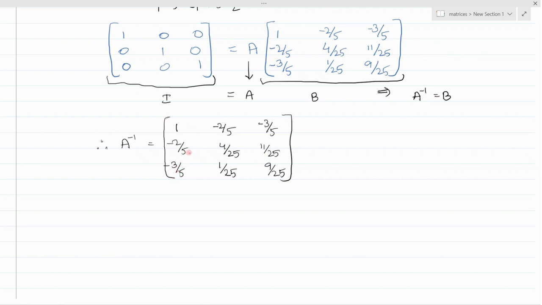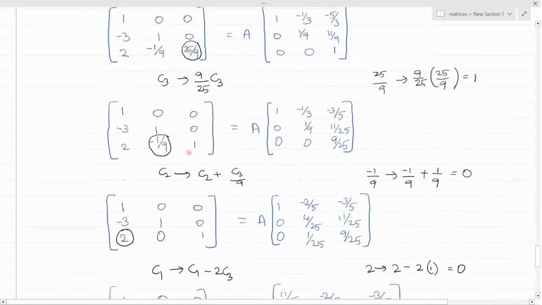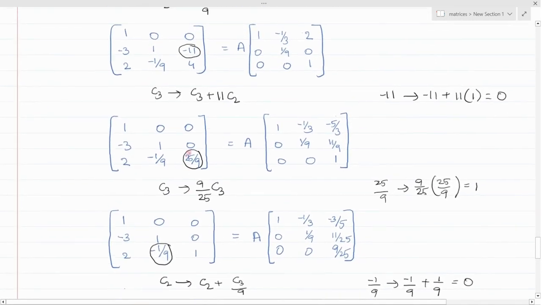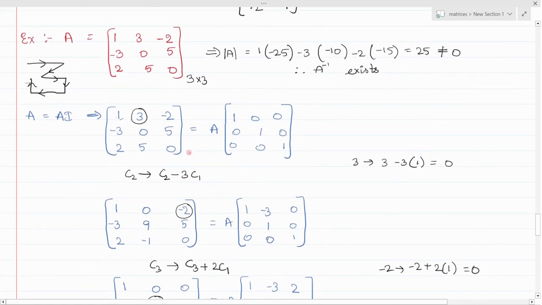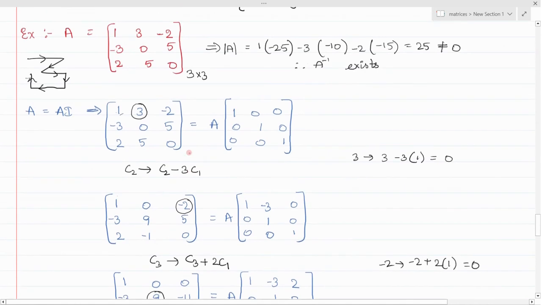But you can observe I've taken the same example which I used for elementary row transformation, and you got the same answer. Hence, we can tell, or we can prove, that whether you use elementary row transformation or elementary column transformation for a matrix, you will end up getting the same answer. That is the same inverse of the matrix.